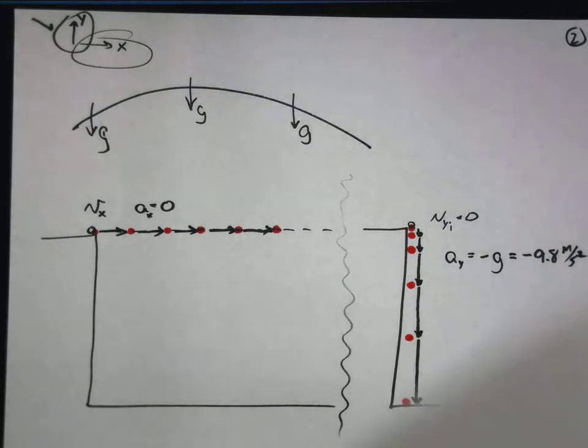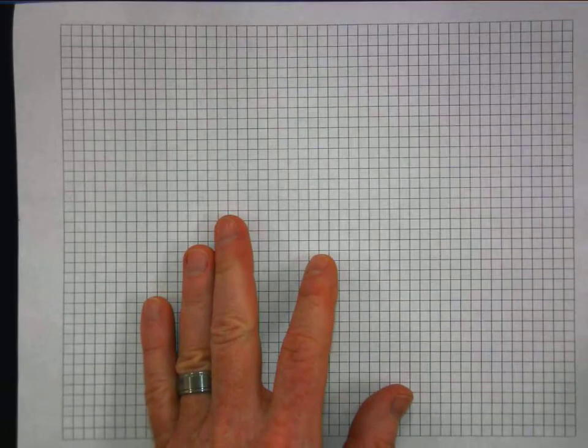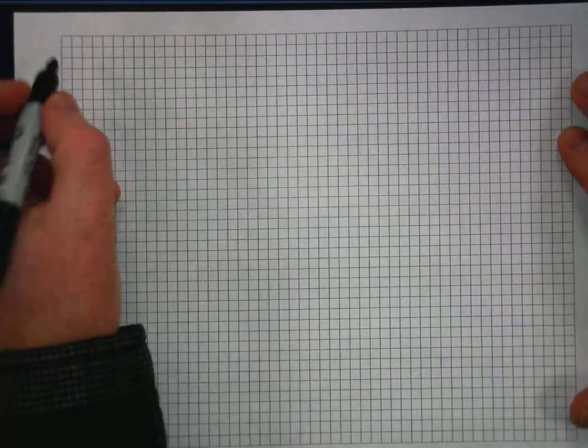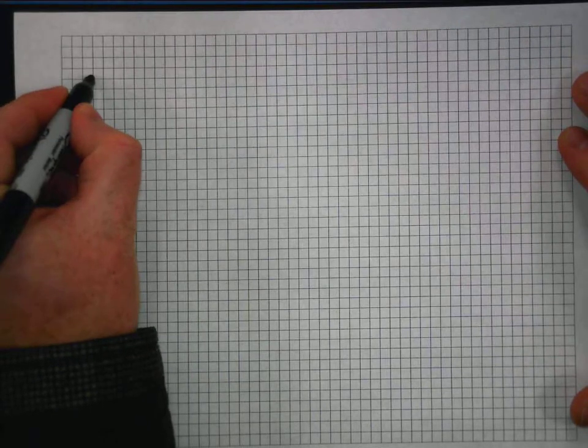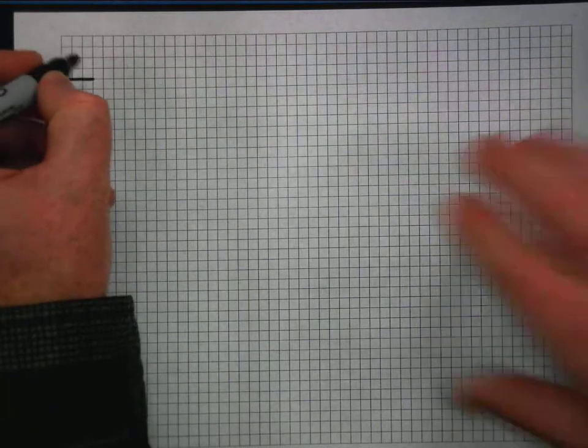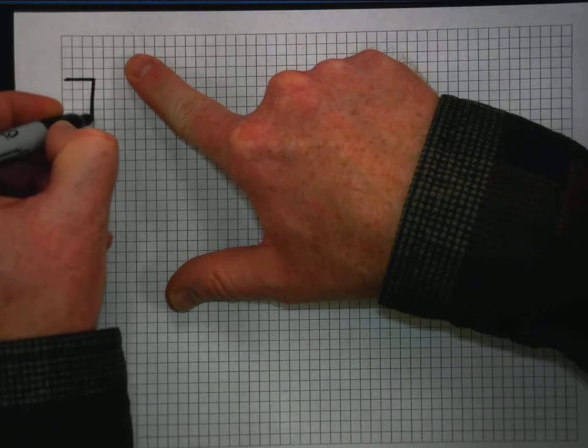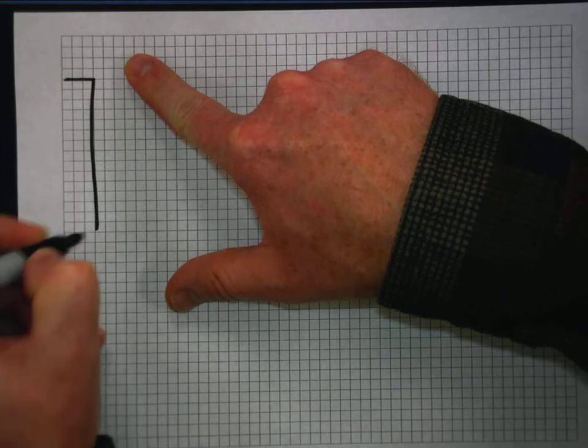It's going to be helpful to have some graph paper just so the spacing can look good and make sense easily. So I'm going to redraw the cliff. About there.